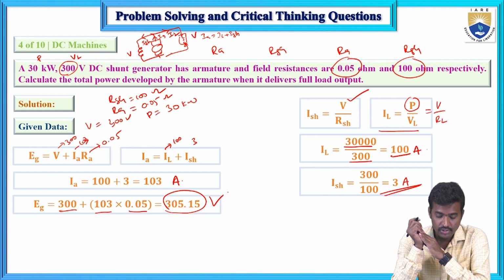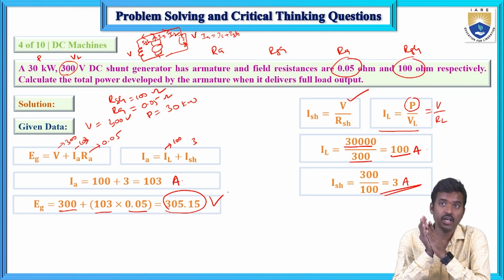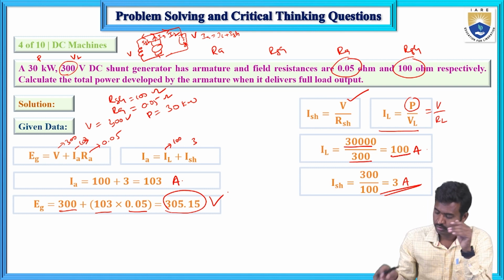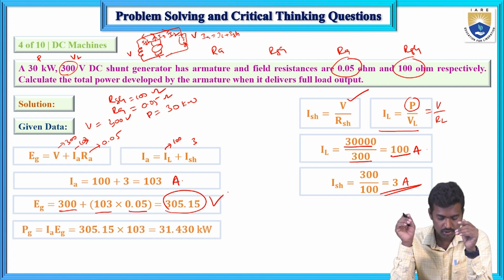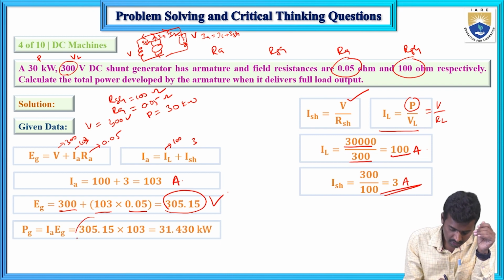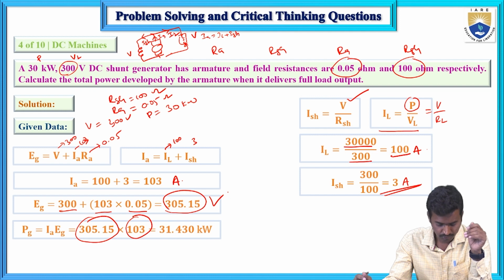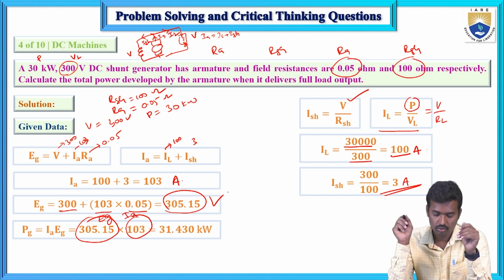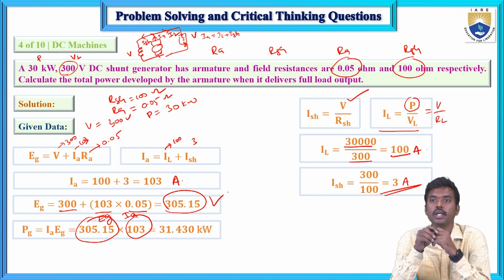Next, this is only the induced EMF, not the power developed by the armature when it delivers full load output. Now, what is the formula? Power developed equals IA into EG. Here IA is this one and EG is this one. This is EG. This is IA. Now the final value is 31.430 kilowatts.